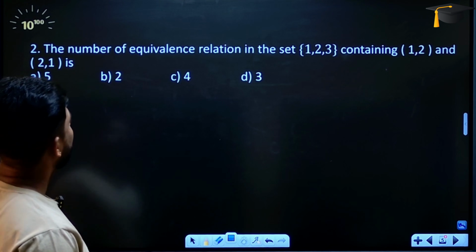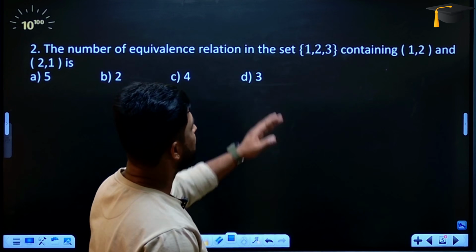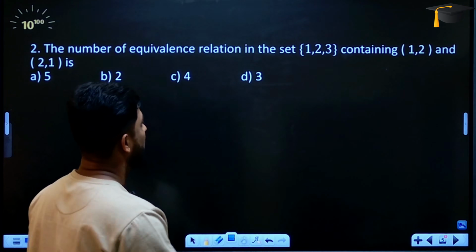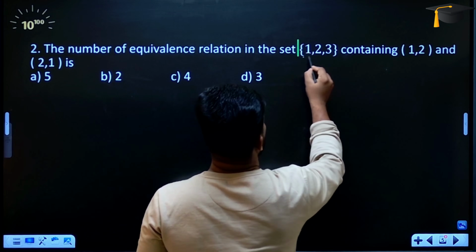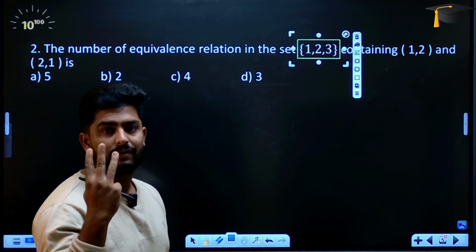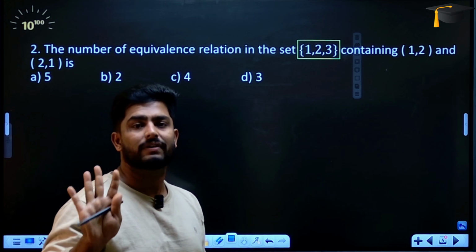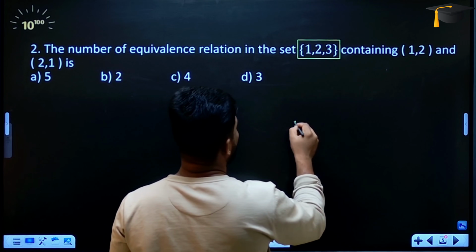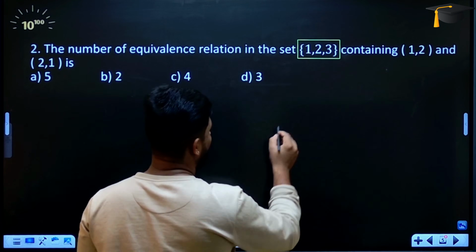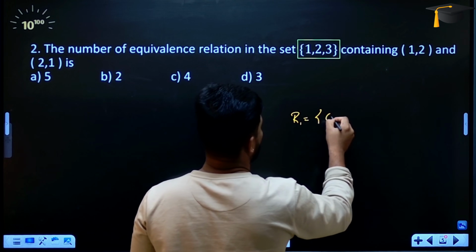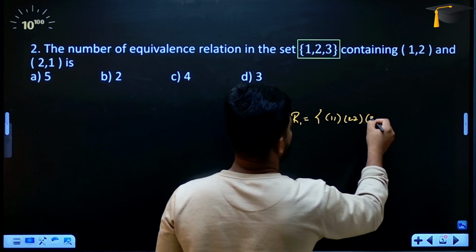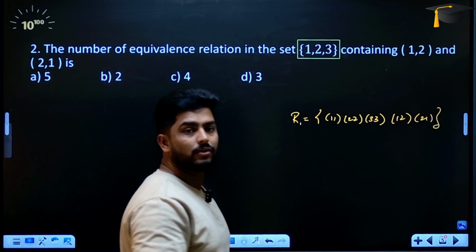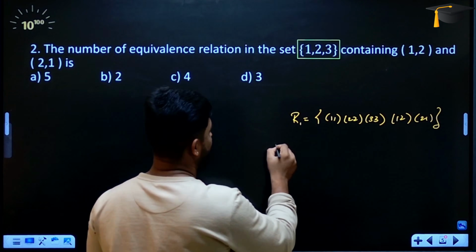Next, the number of equivalence relations on the set {1, 2, 3} containing (1, 2) and (2, 1). We have already discussed this long back. When we have 3 elements in the set, we will have 5 equivalence relations. In that, 2 relations will contain these. One relation is this: (1, 1), (2, 2), (3, 3), (1, 2) and (2, 1). So this is one relation, and the universal relation, the last one, will have everything.